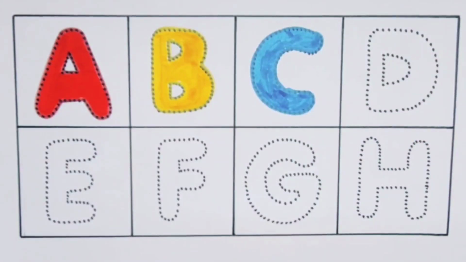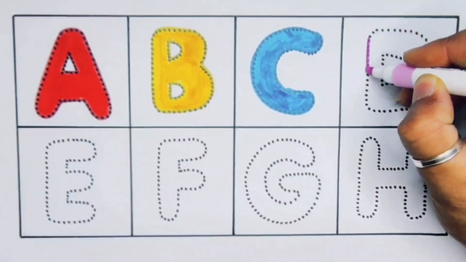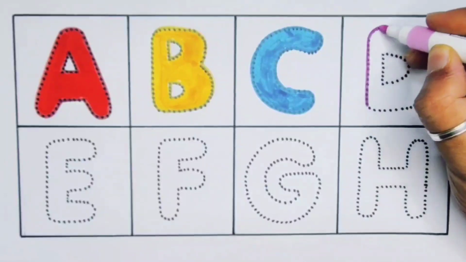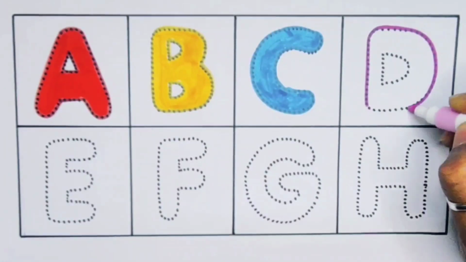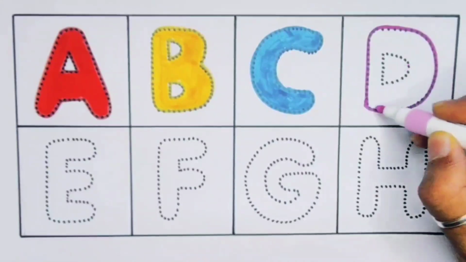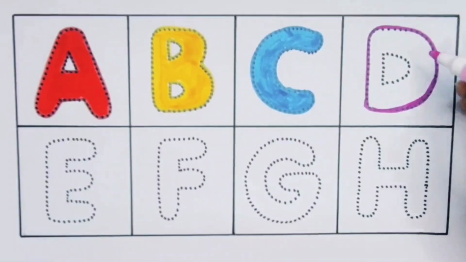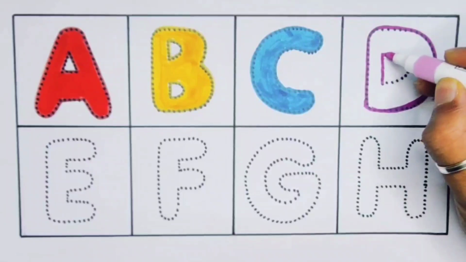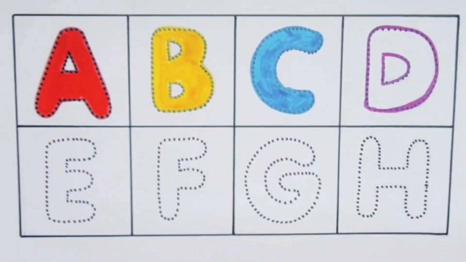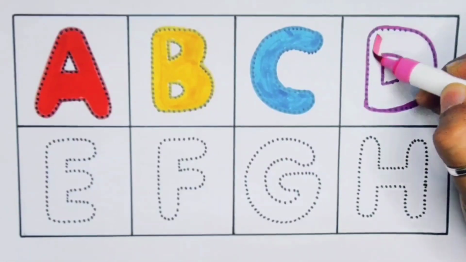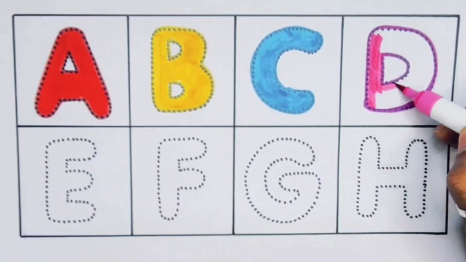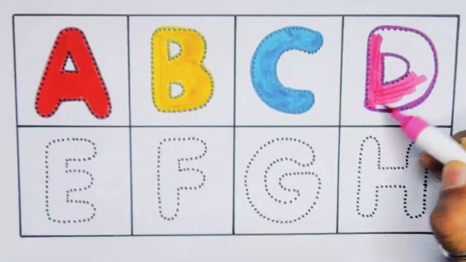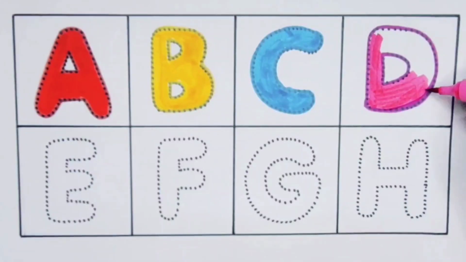Next kids, D. What is kids? This is D. Now put the color, pink color. D.